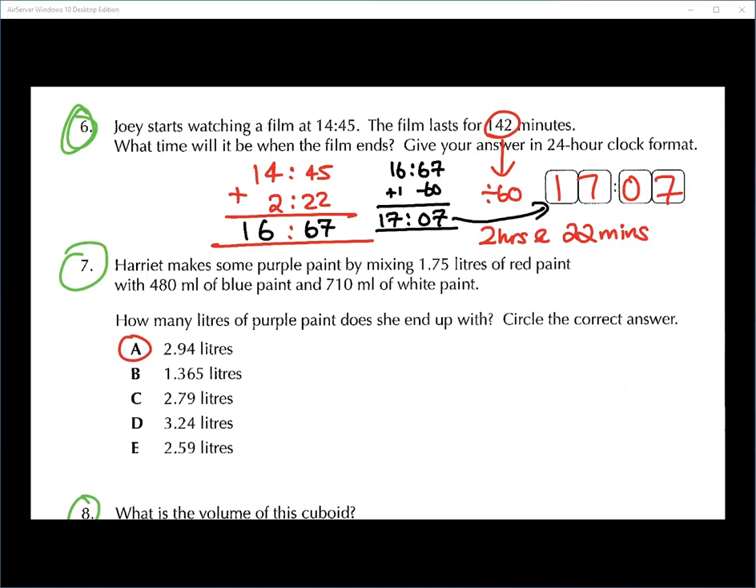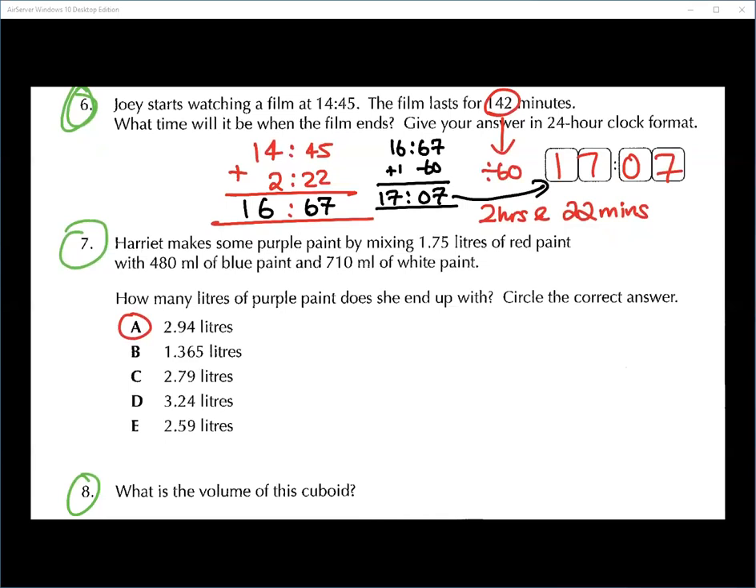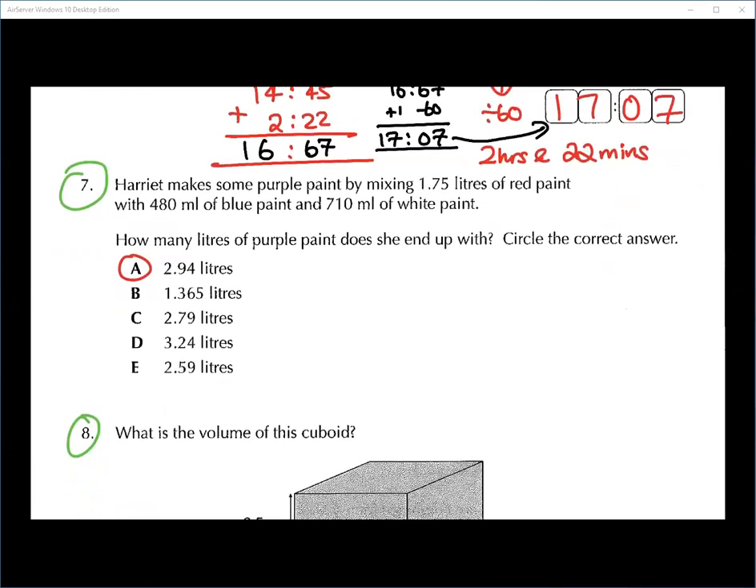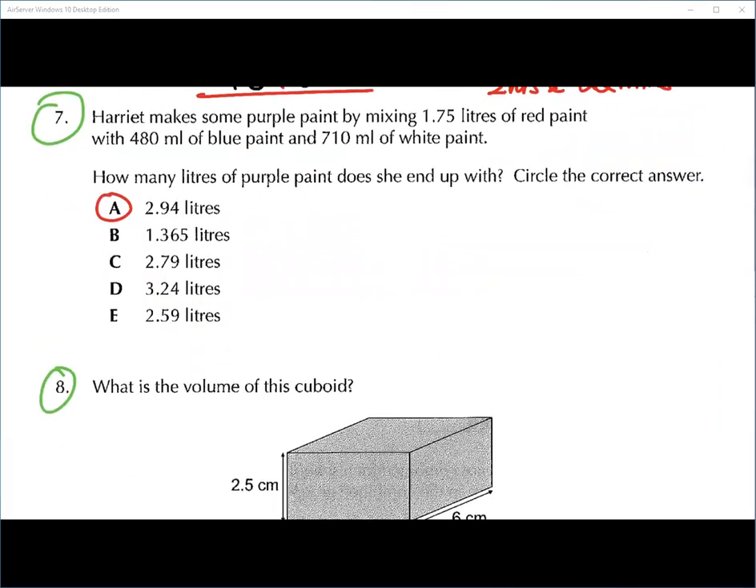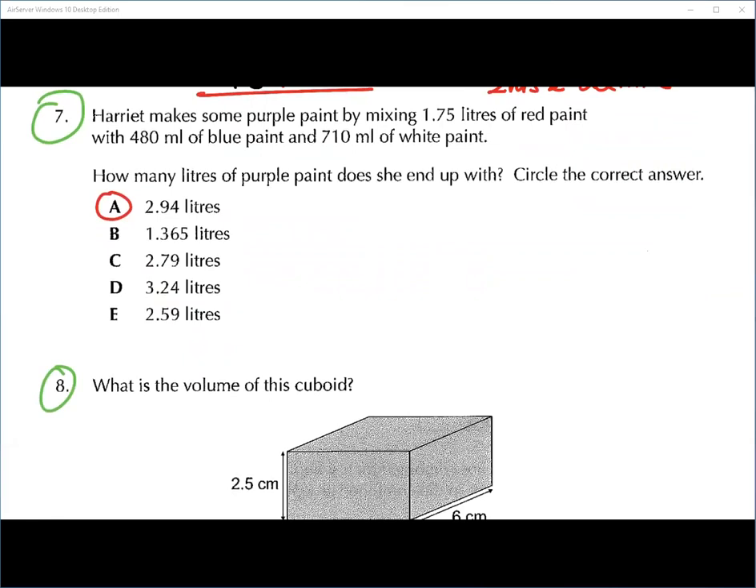Okay, question number 7. Let's have Sarah, please. Sarah, 7's yours. Harriet makes some purple paint by mixing 1.75 liters of red paint with 480 milliliters of blue paint and 710 milliliters of white paint. How many liters of purple paint does she end up with? Circle the correct answer. So what do we do?